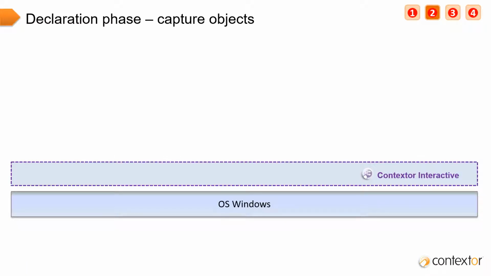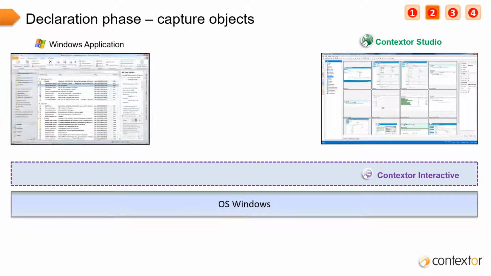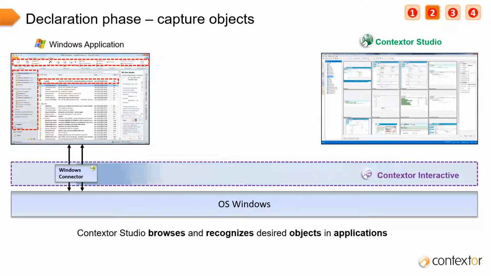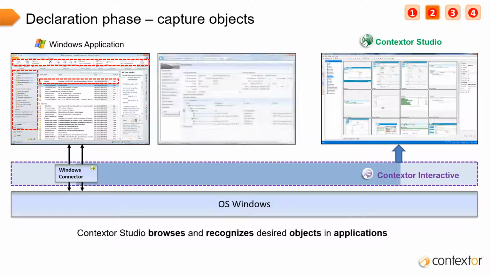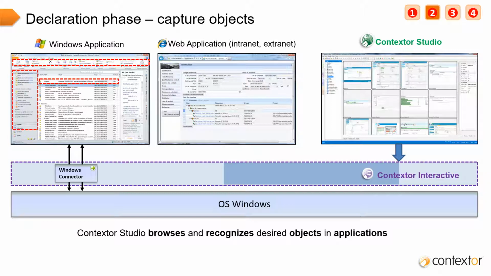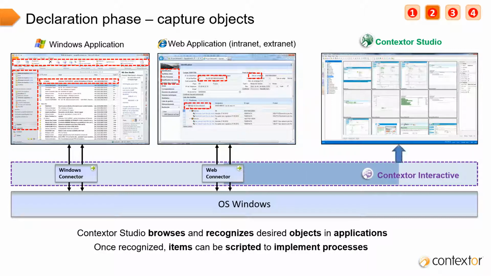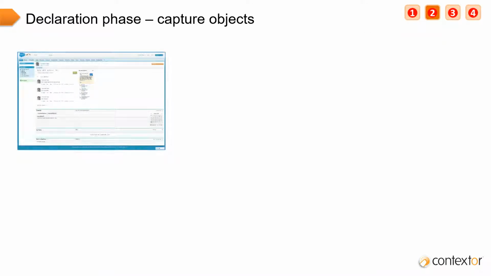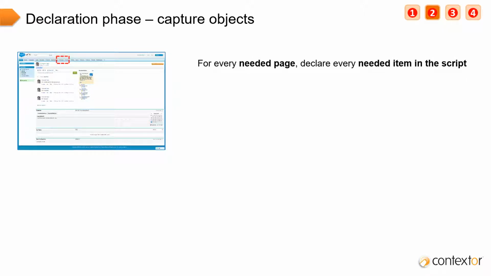On the development workstation, Contextor is installed and all the applications are available. Thanks to specific connectors, Contextor Studio browses and recognizes desired objects in applications. Application by application, pages, subpages and items are graphically set. Once recognized, items can be scripted to implement processes. During the declaration phase, for every needed page, declare every needed item.